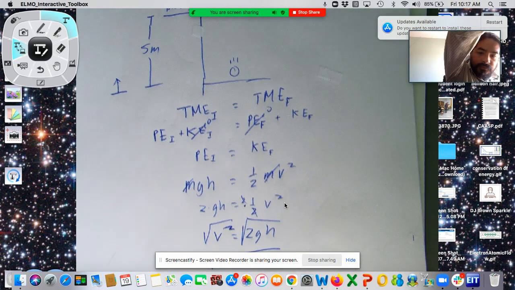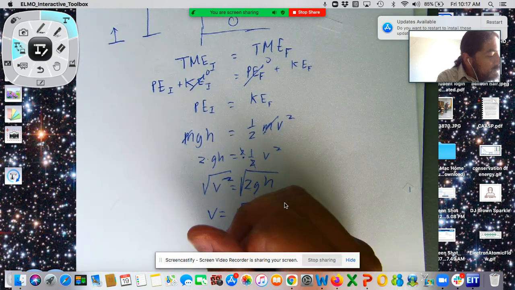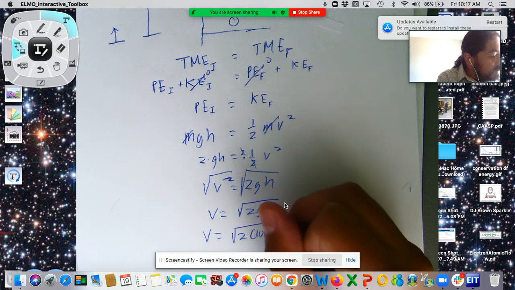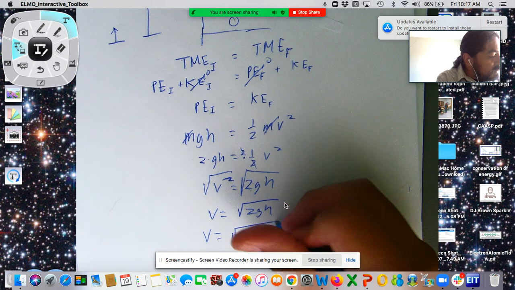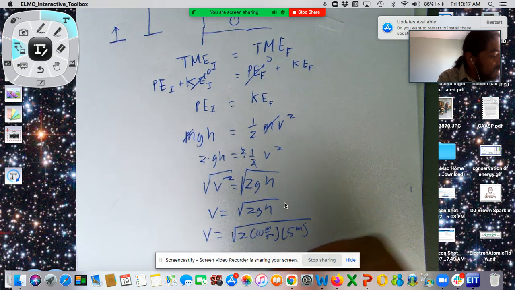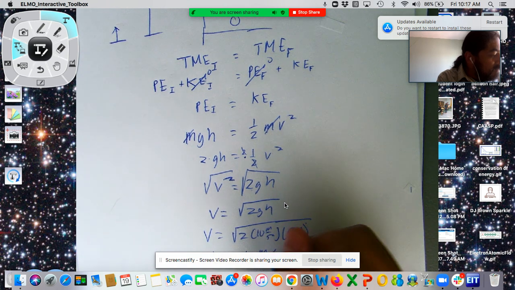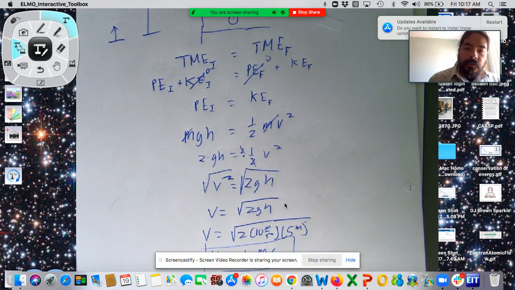There you have it, and then you just have to plug stuff in. So v is equal to the square root of 2 times g. I'm going to go ahead and use 10 meters per second squared, and the height here is 5 meters. You can prove to yourself that the units work. So 10 times 5 times 2 is 100. It's a real nice number. The square root of 100 is 10 meters per second, plus or minus, and it just depends on how you look at it. And that's how you do that.